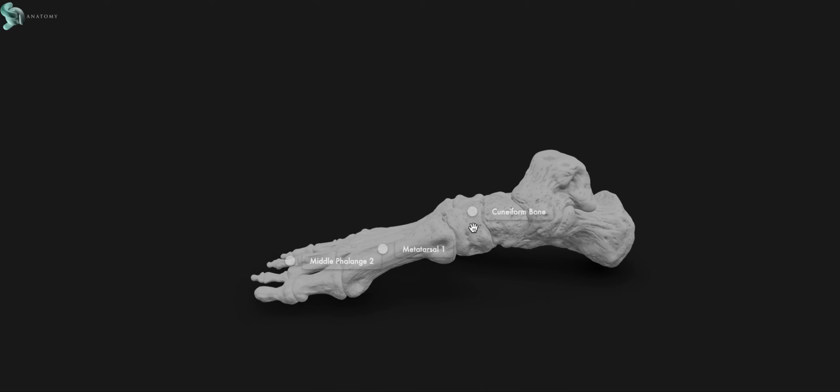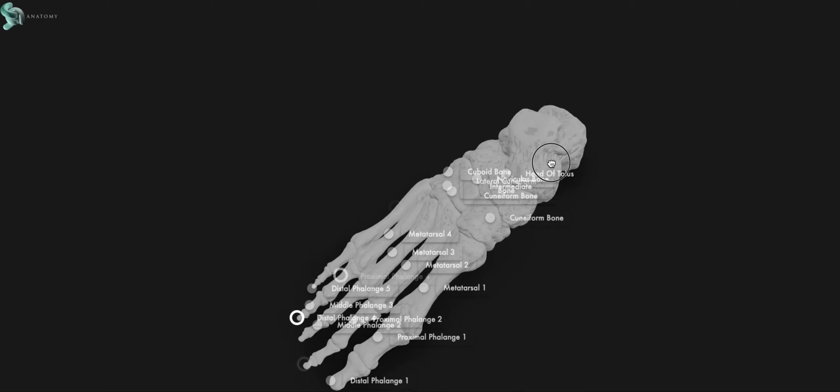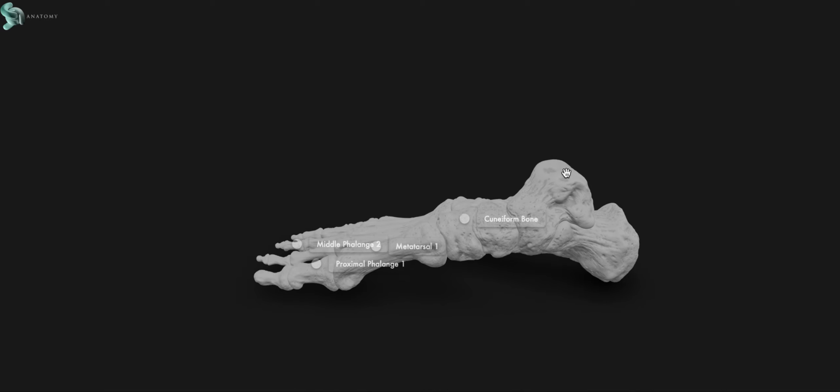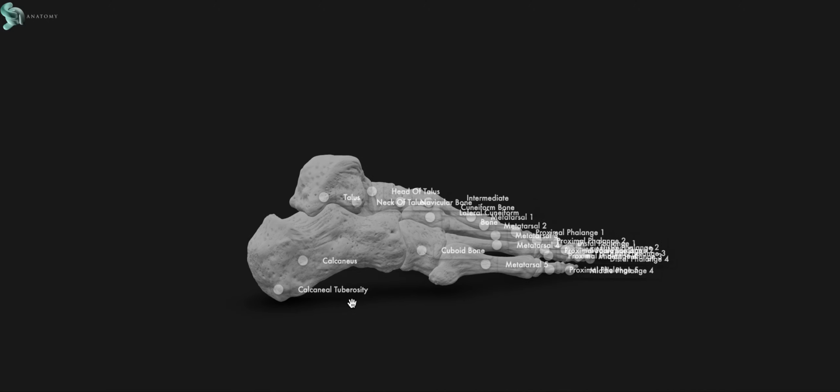So here is the cuneiform bone. Here is the navicular bone, which you can see. Here is the talus bone, and here is the calcaneus bone.